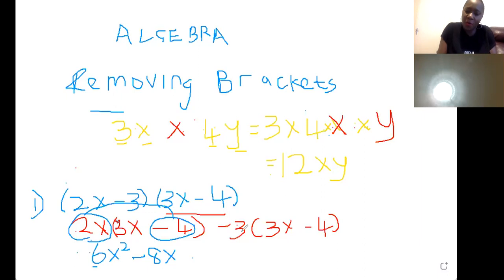So tell me what is minus 3 multiplied by 3x. You should know how to do that now because you're going to multiply your coefficients first, minus 3 times plus 3, right? Quickly do that in your calculator.